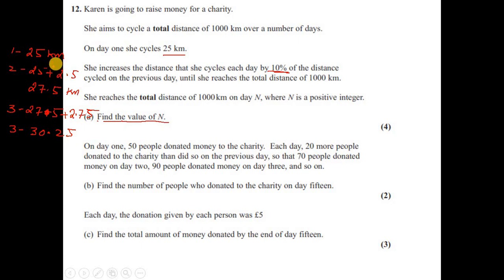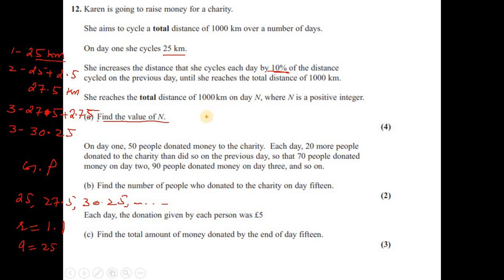Now if you write these traveled distances in a row, you have 25, 27.5, 30.25, and so on. Clearly you can see that it is a geometric progression or geometric series with r equal to 1.1, and your first term a is 25. Then you need to figure out the number of days on which she traveled 1000 km.